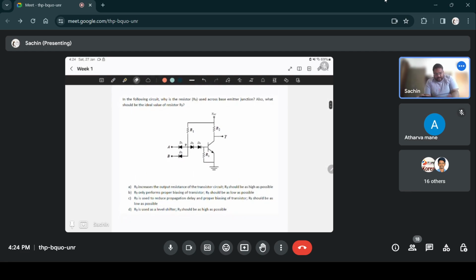DTL NAND gate. The functioning of the circuit is not that important. The question here asks us about only this resistor R3. Why do we have this R3, and what should be the value of this resistance? Should it be high or should it be low?